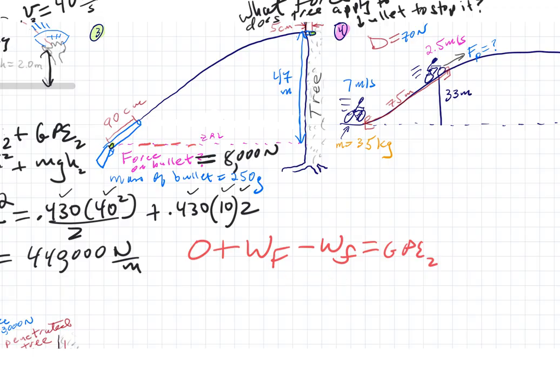So breaking this up, 0 plus work due to the force is big F behind the bullet times the distance that it pushed, that force pushed the bullet. Now, the force of the bullet is only exerted on it when it's in the barrel of the gun being shot. Once it leaves the barrel, those gases aren't behind it pushing it forward anymore. So let's just put in our numbers.